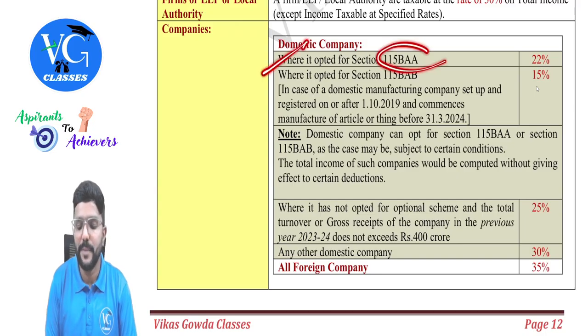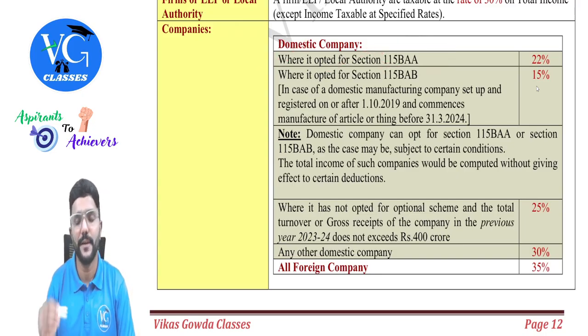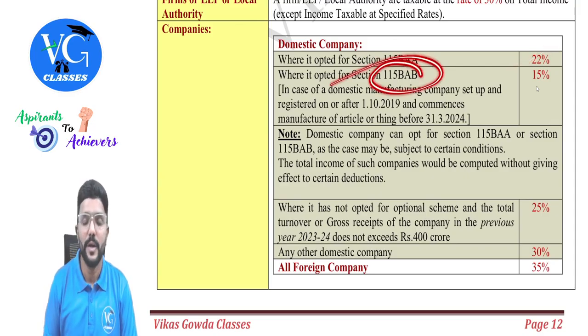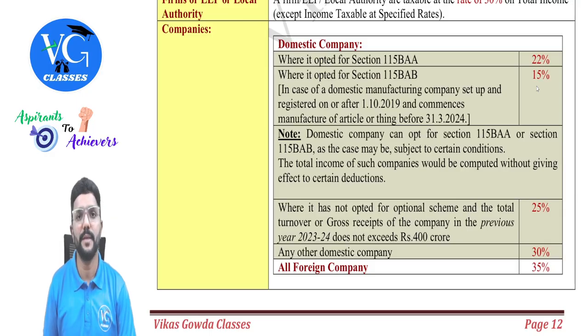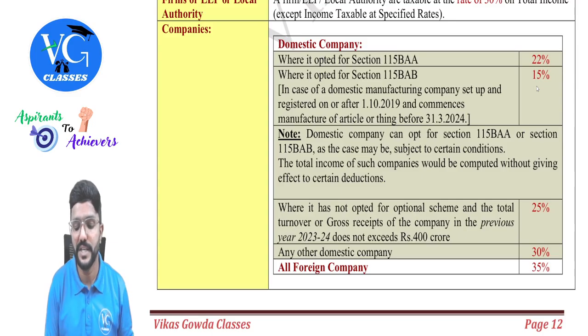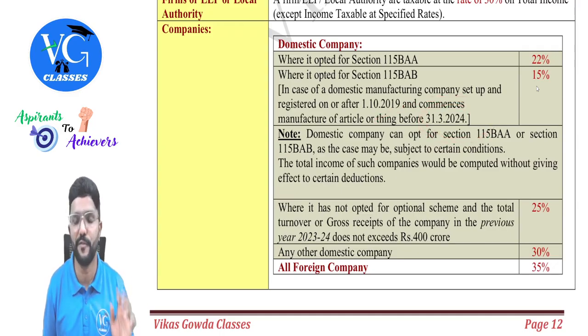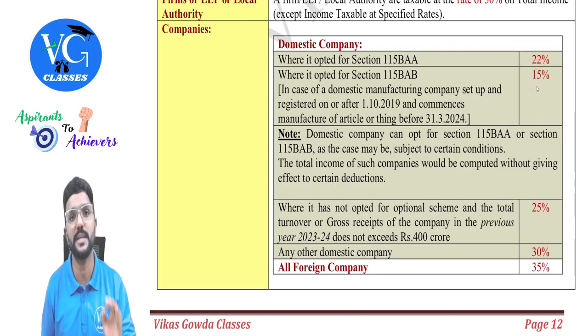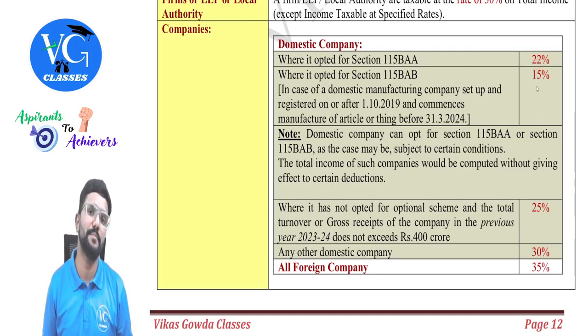So they have one optional scheme available under section 115BAA. If they opt for it, the tax rate is 22%. Or if they want to follow the 115BAB optional scheme, they have to be a domestic manufacturing company. Only a domestic manufacturing company which is registered on or after 1st October 2019 and which has started manufacturing on or before 31st March 2024 is eligible for it. The tax rate for such a domestic manufacturing company is 15%.